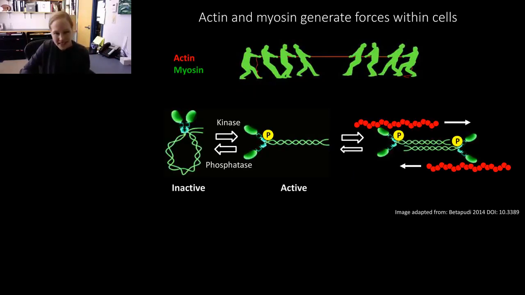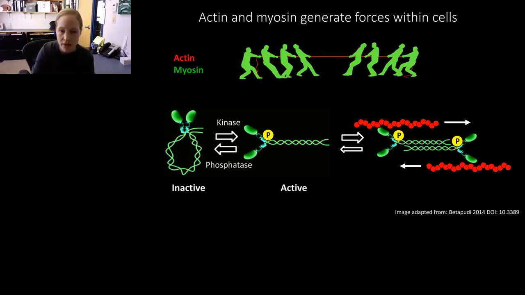So how is it that actin and myosin are able to generate forces within cells to withstand external forces? This is accomplished through myosin motor activity on actin filaments. Here in this cartoon, I'm showing you myosin in green and actin in red, and what that looks like at the molecular level is shown at the bottom.